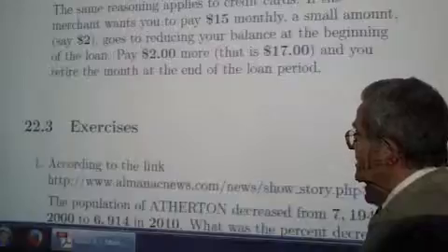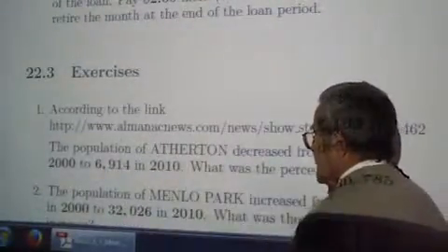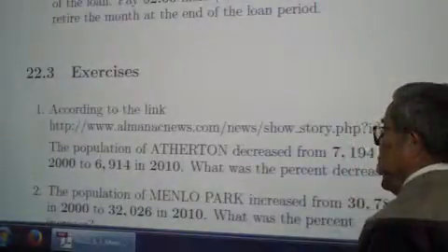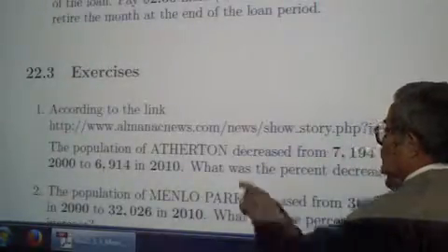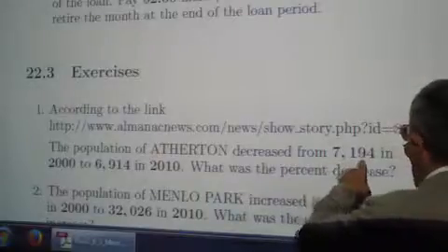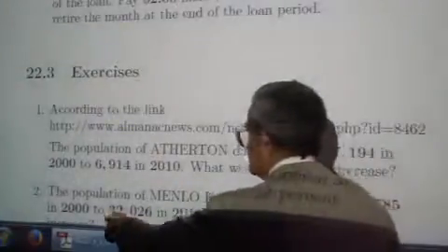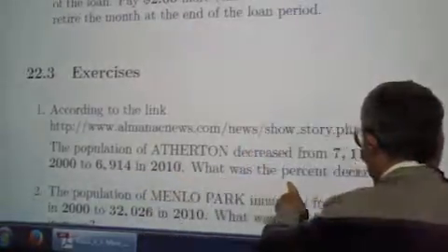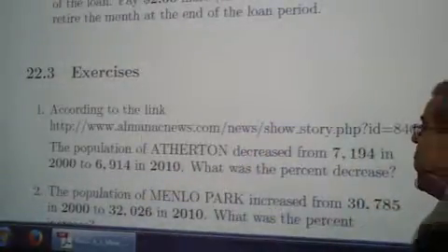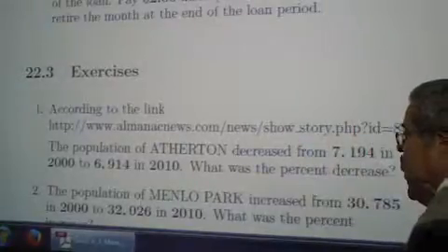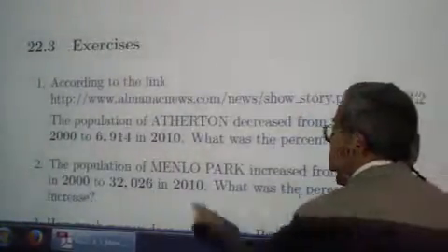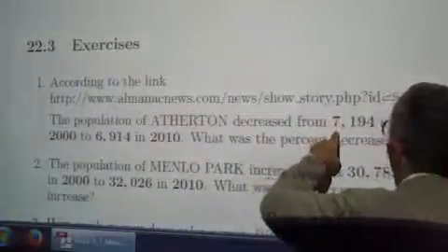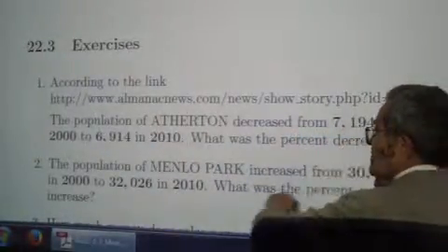Okay, exercises now. You can go to this link and you can get the population of the towns that I'm using here. The population of Atherton decreased from 7,194 in the year 2000 to 6,914 in the year 2010. What is the percent decrease? I got it from the almanac here. So 7,194 and 6,914.